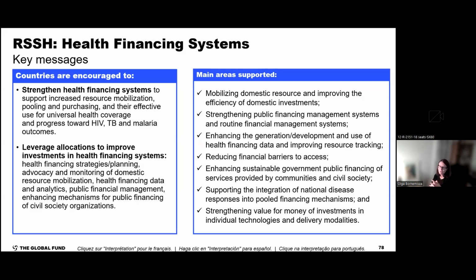And you can see below some of the examples of where this money could go towards the health financing strategies, planning, advocacy, and monitoring for domestic resource mobilization, better use and better collection of health financing data using the national health accounts, strengthening public financial management system. Our finance colleagues are very interested in this because we want to make sure that budgets are well formulated and then executed down to the lowest levels, including at the health centers. And then finally, enhancing mechanisms for public financing of civil society organizations, which includes the world of social contracting.